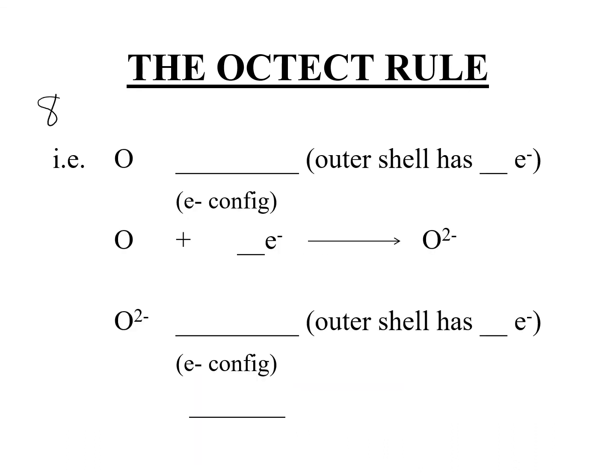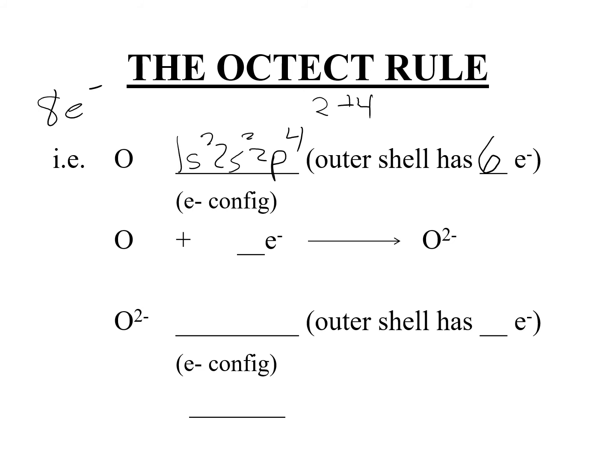Oxygen has 8 electrons total. The electron configuration is 1s2, 2s2, 2p4. So the outermost shell, again, the ones in the highest energy level, we add 2 plus 4. The outermost shell has 6 electrons.